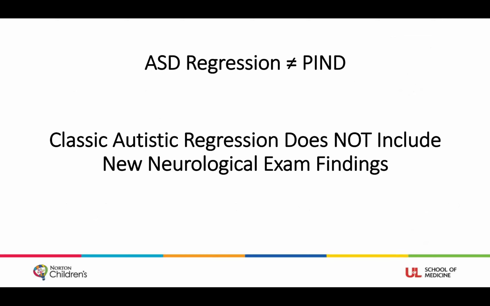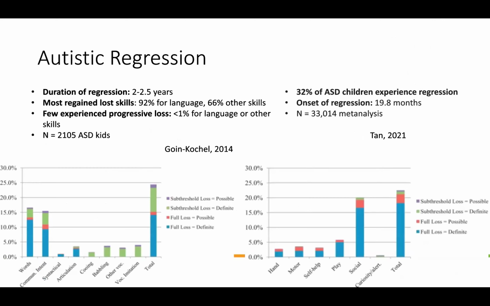So I also want to articulate really that autistic regression is not pinned. Autistic regression does not include new neurologic exam findings. That's going to be a very important piece here. When you look at autistic regression, it's actually a pretty fascinating, heterogeneous type of condition. It occurs in 32% of children with autism. So I want that to be understood, that it is actually very common. And the onset is usually at 19.8 months, 20 months old, somewhere between 1.5 and 2 years old.